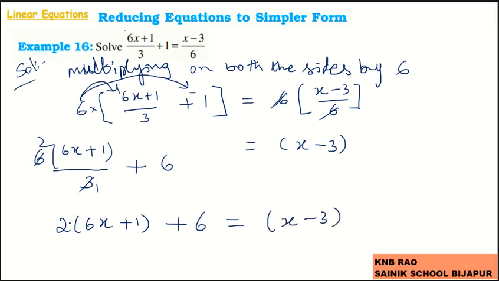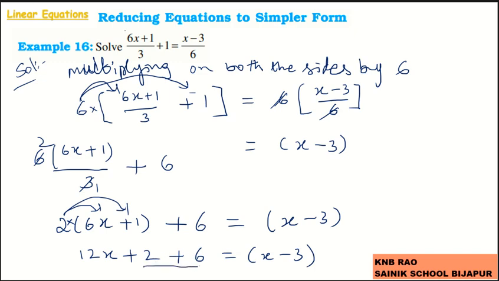Now, further simplifying, 2 multiplying to this 6x plus 1 by the same distributive property, we will have 12x plus 2 plus 6 equals to x minus 3. So, 12x plus 2 plus 6, this plus 2 plus 6 are like terms, their sum becomes 8. Continuing further, 12x plus 8 equals to x minus 3.